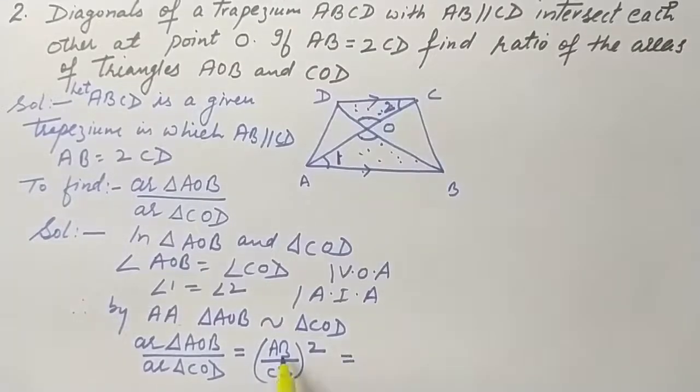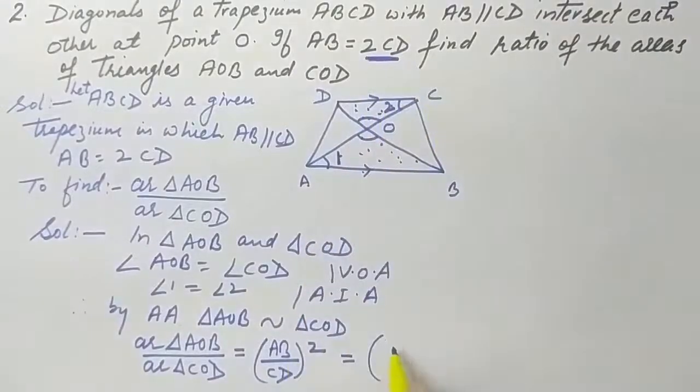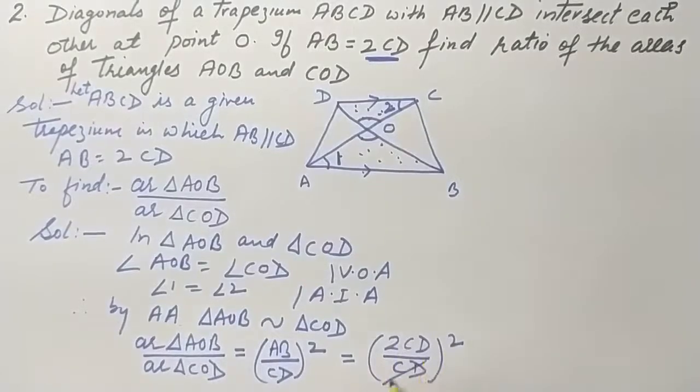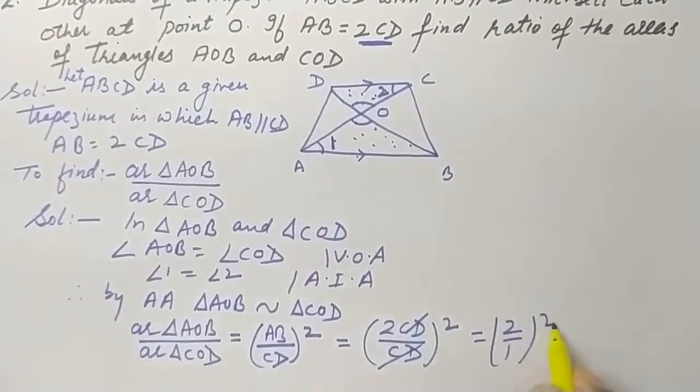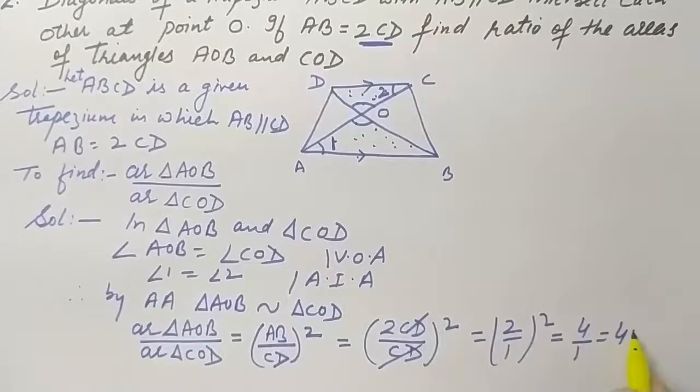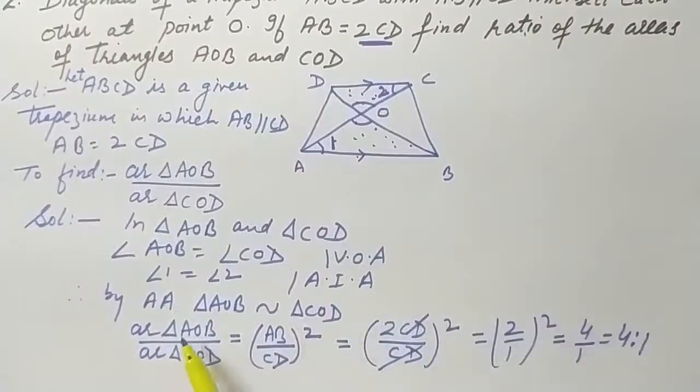Now AB is double of CD, as it is given here, so in place of AB, I'll write 2CD over CD squared. CD and CD will cancel, so it becomes (2 over 1) squared, which means 4 over 1. So that is 4 is to 1. This is what the question is asking: the ratio of the areas of these two triangles is 4 is to 1.